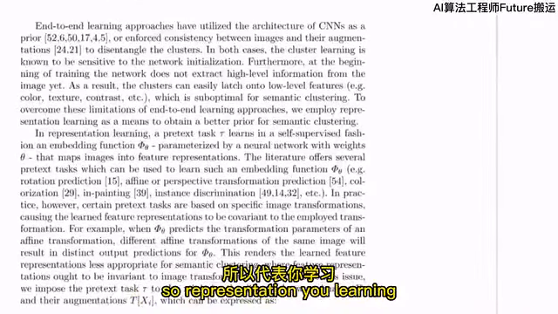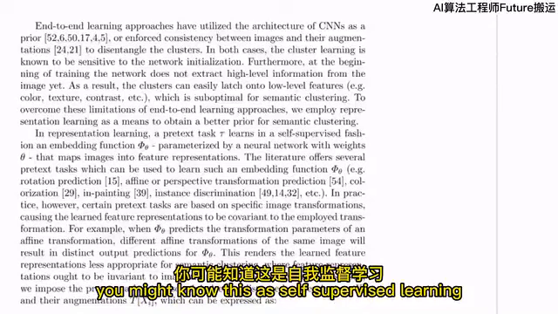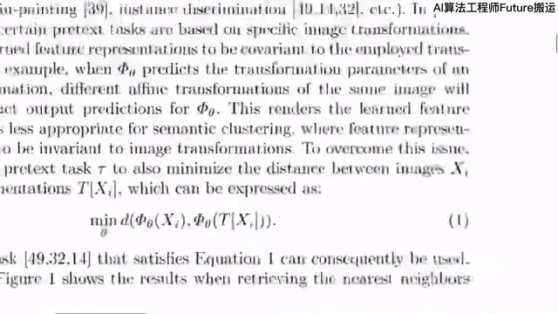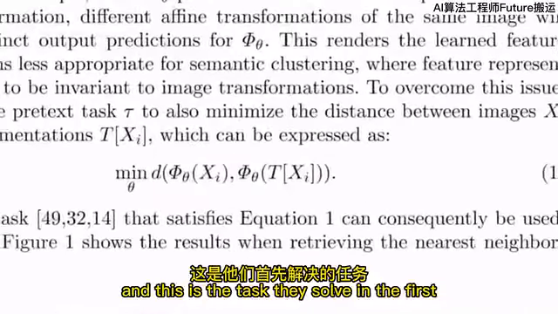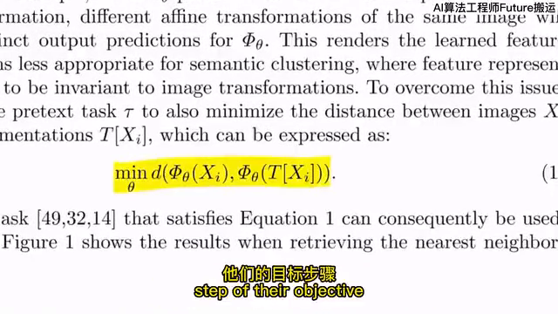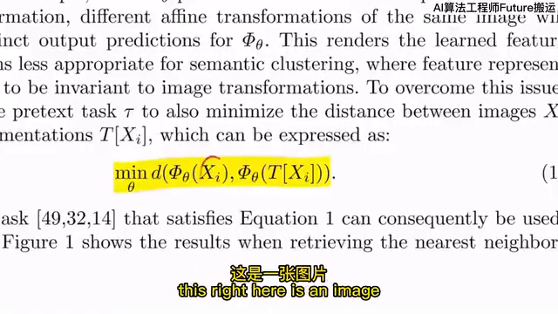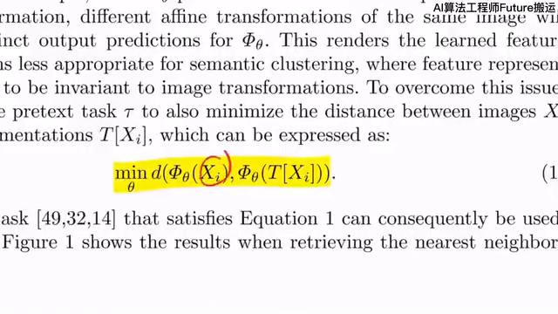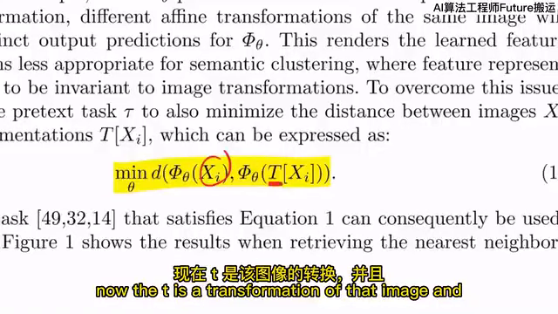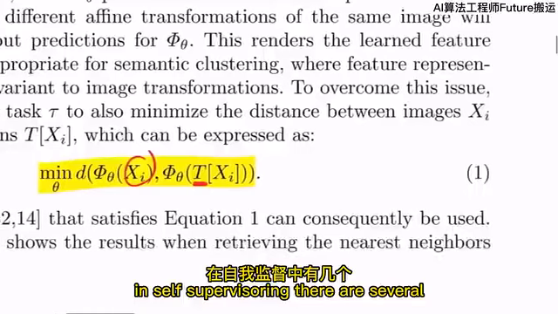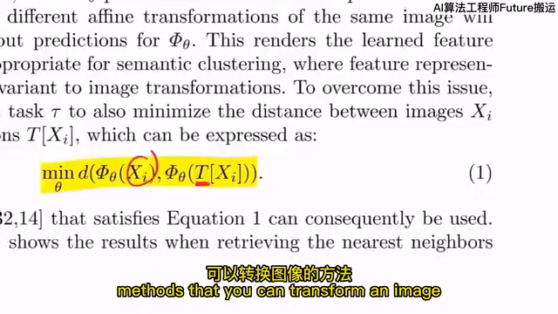So representation learning, you might know this as self-supervised learning. And this is the task they solve in the first step of their objective. So let's go through this. This right here is an image. Now, the T is a transformation of that image. And in self-supervised learning, there are several methods that you can transform an image.